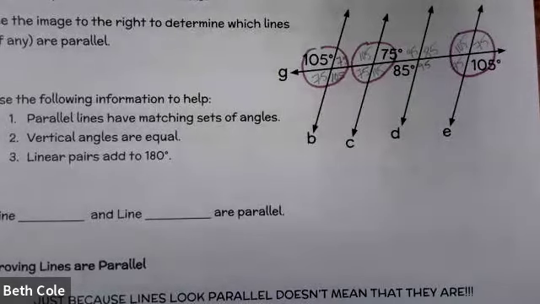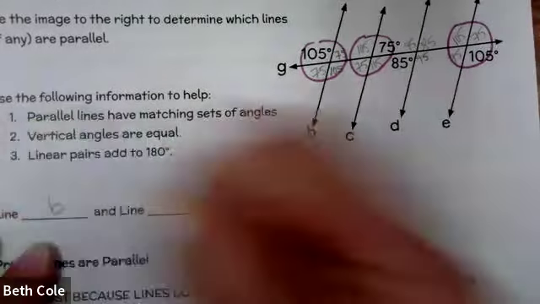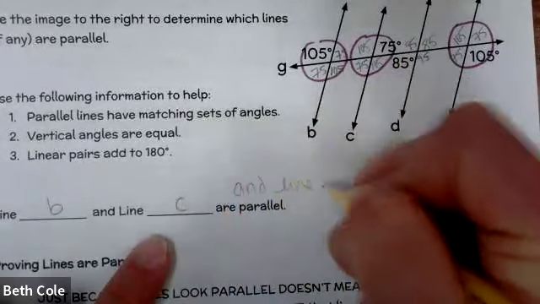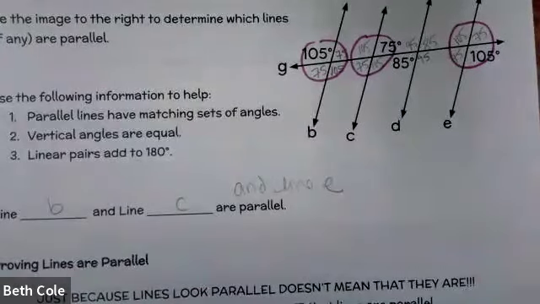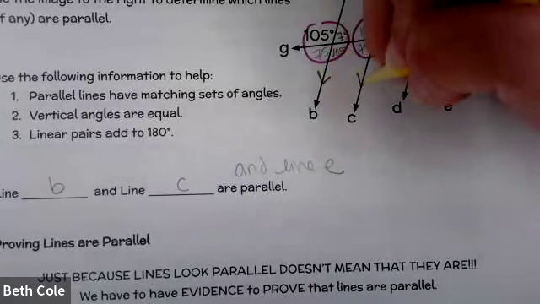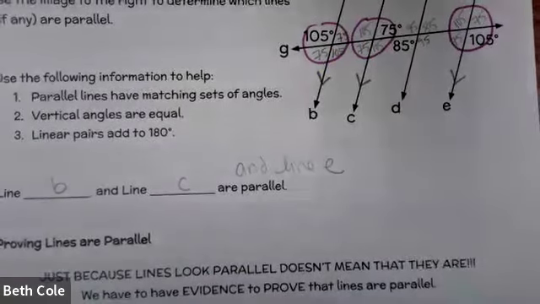Why is it those ones? Because you're right. I didn't even have to explain it to you. Why is it those ones? The angles are congruent. You have all your pairs. They all match. So line B and line C, we're going to say, and line E are parallel. Ones that are parallel, you can put these little arrows on them. So B, C, and E are all parallel.